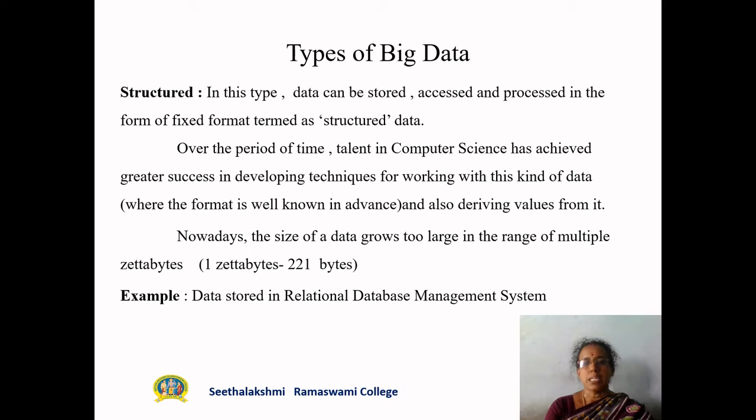Nowadays, the size of data grows too large, in the range of multiple zettabytes. 1 zettabyte is equal to 2^21 bytes. Example, the data stored in a relational database management system.